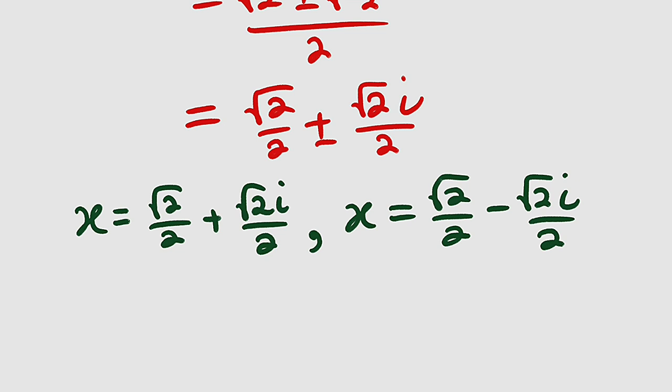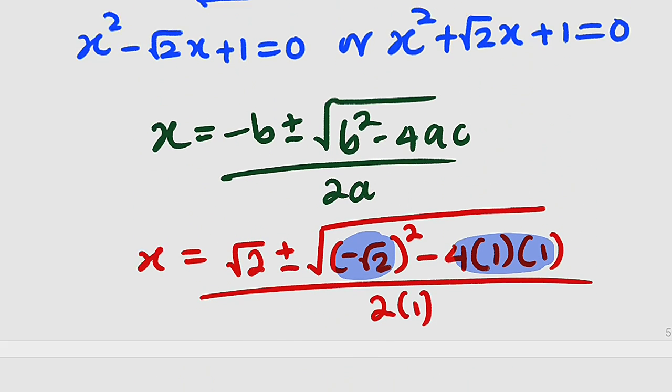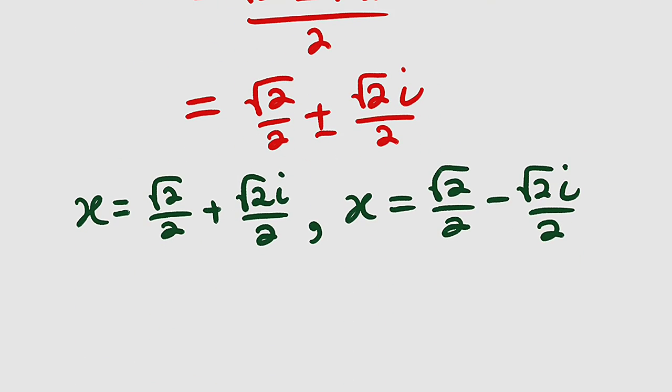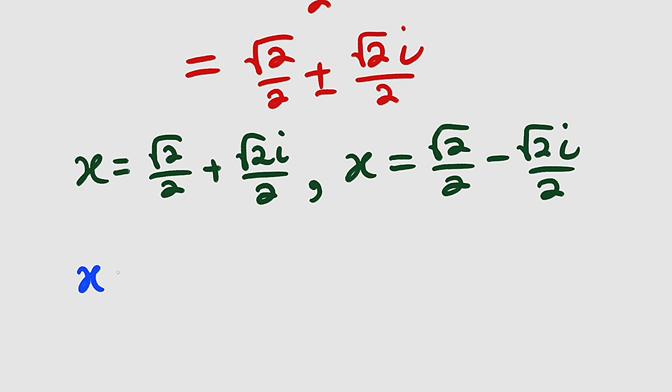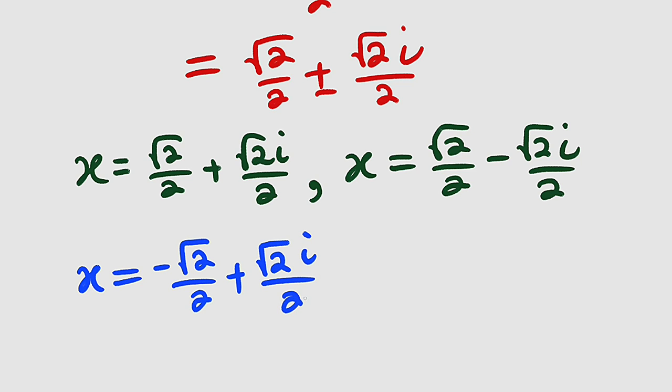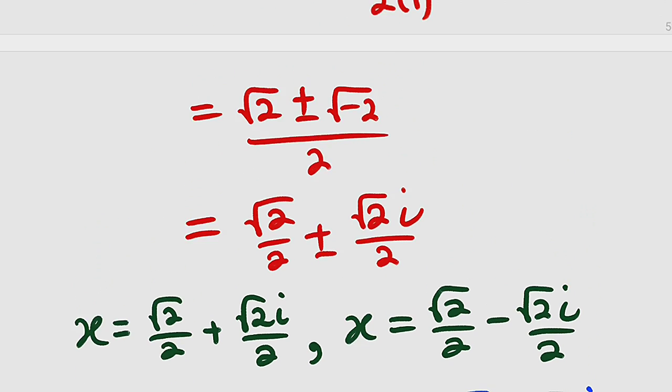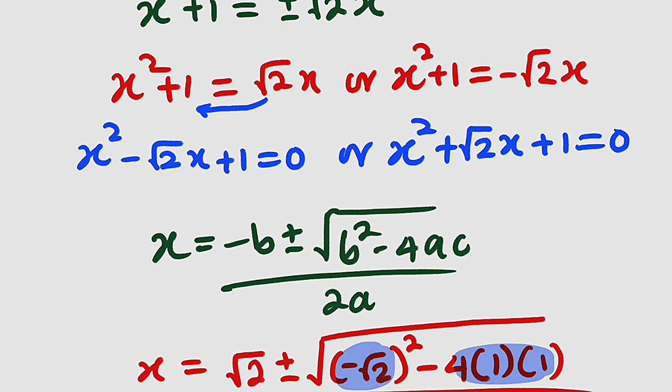Because we have another quadratic equation to solve, which is right here, if you solve this one, definitely you're going to obtain x equal to negative square root of 2 divided by 2 plus square root of 2 i divided by 2. Then we also have negative square root of 2 divided by 2 minus square root of 2 i divided by 2. Why? Because the equation is almost similar. It's just that they have different b's. This is negative square root of 2, while this is positive square root of 2.